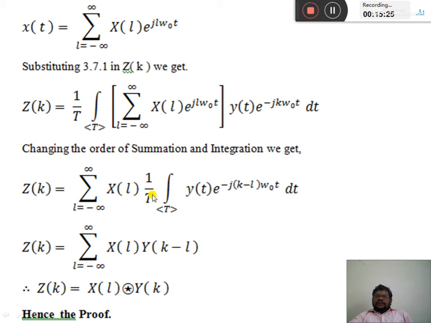And this term is nothing but the analysis equation, or Fourier series equation, with k minus l. As e to the power of minus j (k minus l) is there, it becomes y of k minus l. This is the summation from minus infinity to plus infinity with respect to l of x of l y of k minus l, which is nothing but the discrete time convolution. This is x of l convolved with y of k. This means that multiplication in the time domain is convolution in the frequency domain.